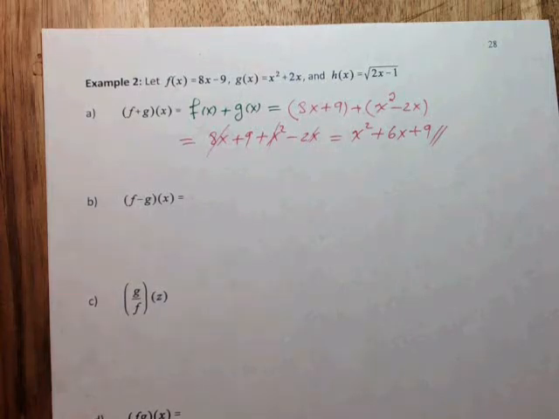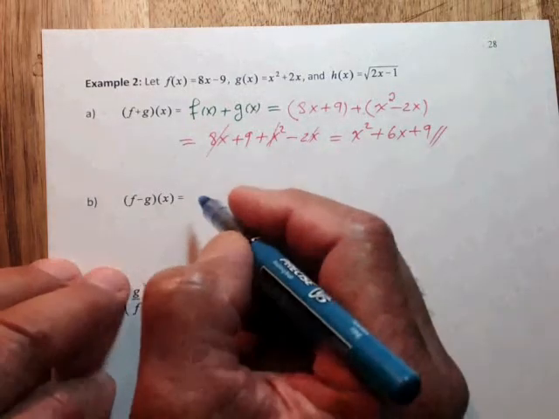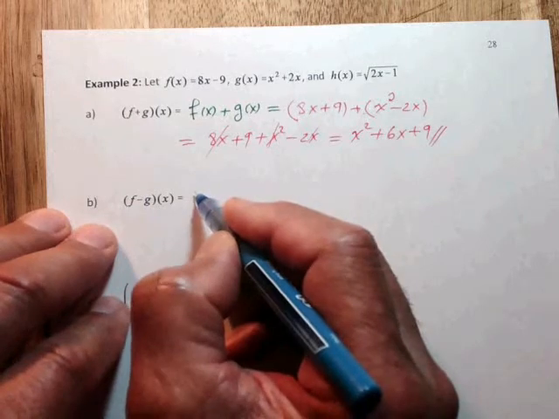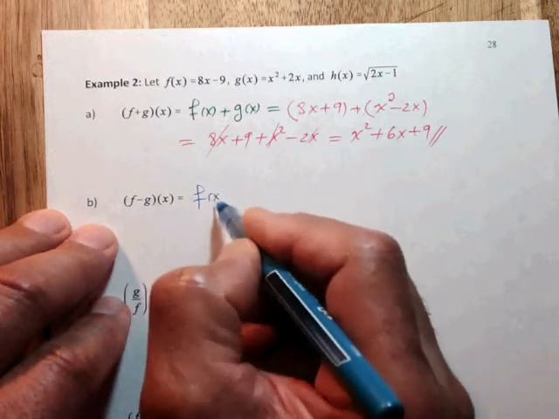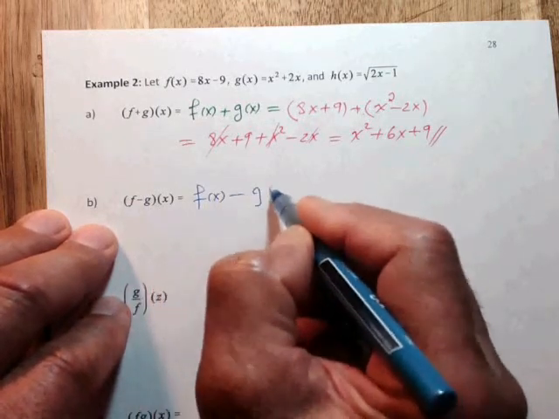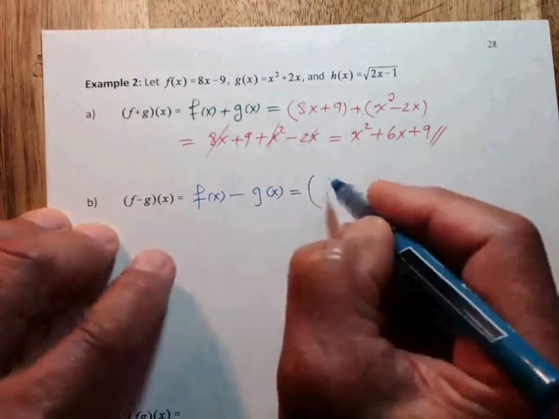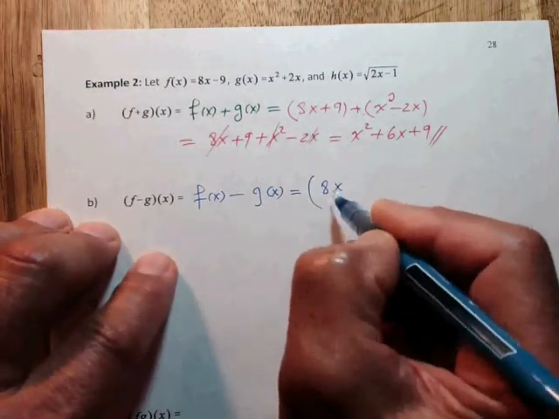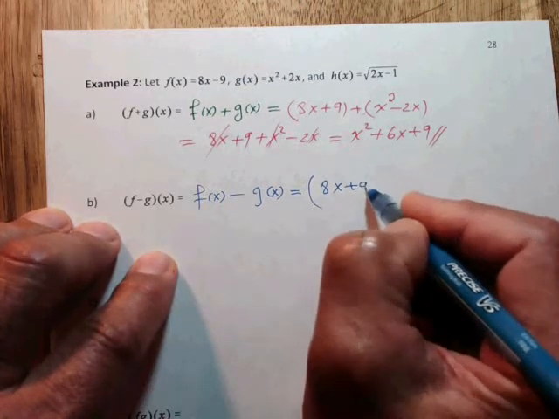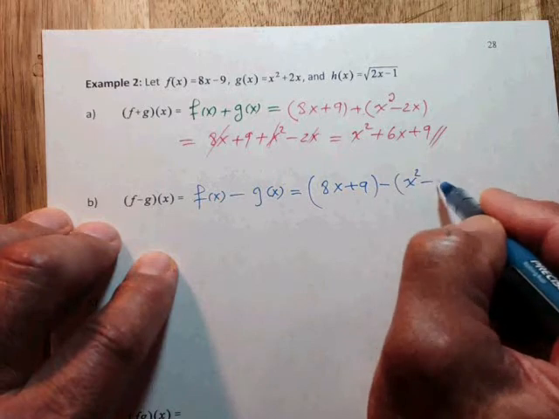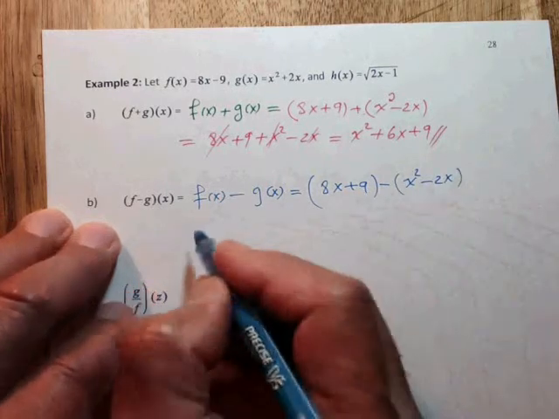Next one, f minus g at x. Similar situation, but minus in between. So I have f of x minus g of x. f of x is 8x plus 9 minus x squared minus 2x.